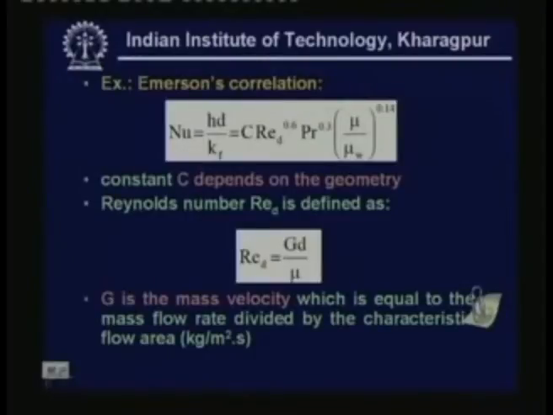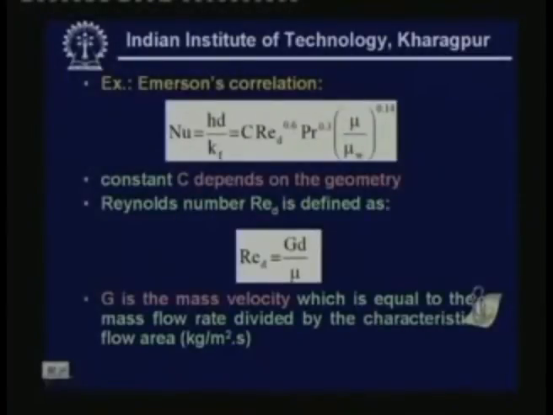Okay. And in this expression the constant C depends on the geometry, that means how the baffles are placed and how many passes are there and all that. Depending upon the specific geometry of the shell and tube type of evaporator, the constant C has to be obtained and used. Okay, and the Reynolds number Re_D is defined as G D by mu, where D is the internal diameter of the shell and G is the mass velocity, which is equal to the mass flow rate divided by the characteristic flow area. Okay, so it has units of kg per meter square per second. So find the Reynolds number from the flow rate and from the configuration of the shell and tube evaporator. Then from the Reynolds number and Prandtl number, find the Nusselt number.